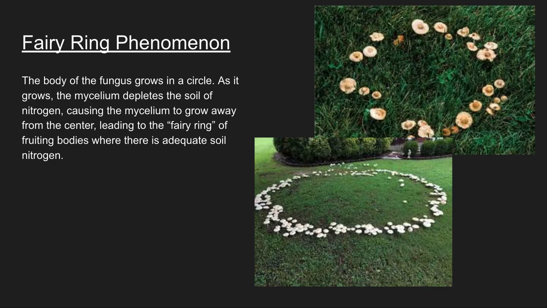The fairy ring phenomenon. The body of the fungus grows in a circle. So if you're looking at these photos, you can just imagine that it starts in the center and it grows outwards like a web. The mycelium depletes the soil of nitrogen, causing the mycelium to grow away from the center, leading to the fairy ring of fruiting bodies where there's adequate soil nitrogen.